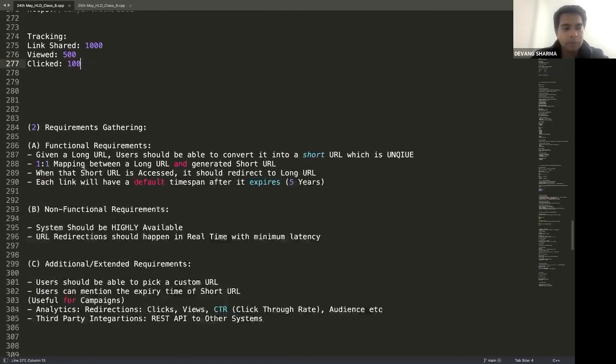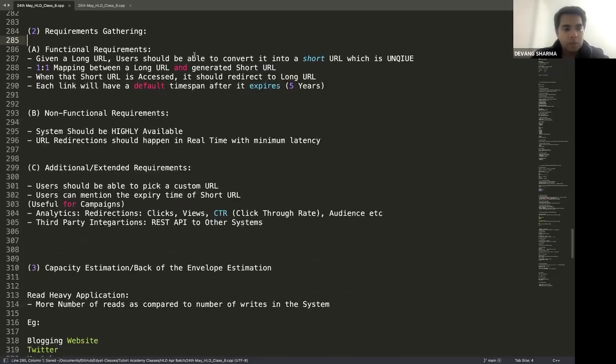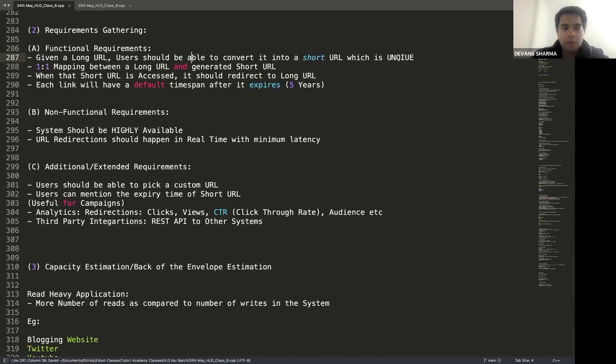Now we move to the actual system design, which starts with requirement gathering. So we talked about the functional requirements. Given a long URL, you should be able to convert it into a short URL, which is unique. Another way of putting that is there will be a 1:1 mapping between a long URL and a short URL. When that short URL exists, it should redirect to the long URL, and each link will have a default expiry time of 5 years.